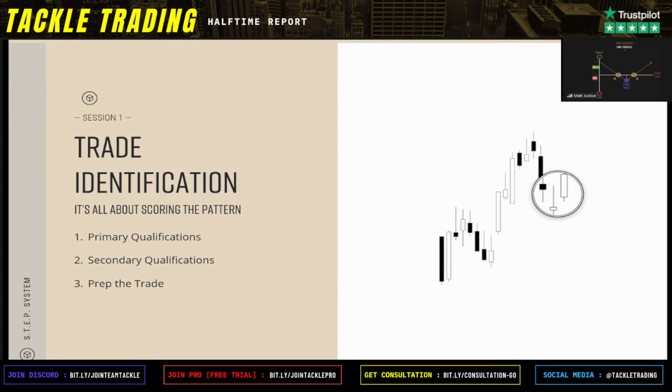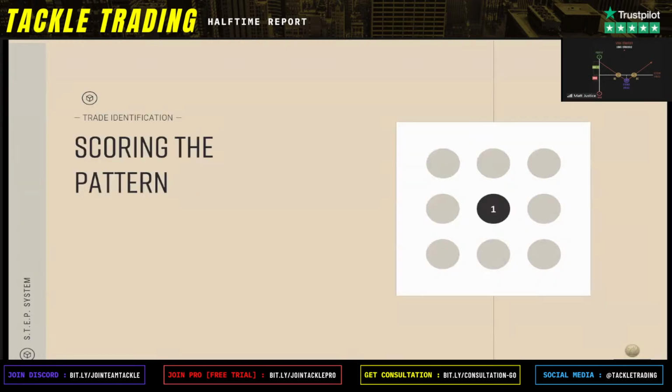Then we're going to focus on prepping a trade when it comes to a pullback analysis. So let's first talk about the trade identification itself, how to score a pattern. For any strategy that we utilize at Tackle Trading, we have a guide for it. We have option trading playbooks, we have technical playbooks, we have step-by-step approaches as you can go through the process of ranking different strategies, different patterns.